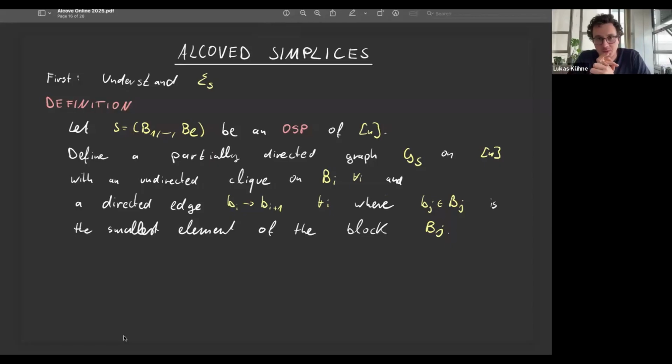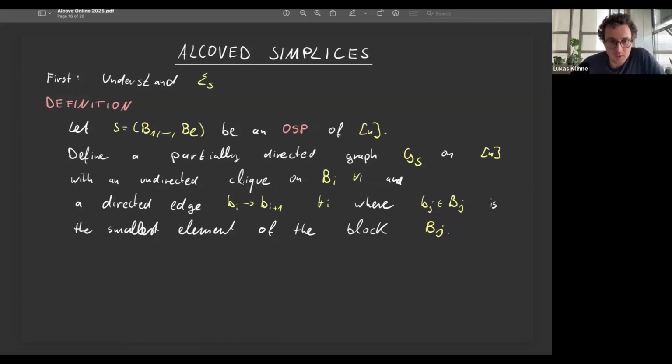And for that, I define a graph GS on the set N, which is partially directed, meaning it has undirected and directed edges. I'd like to have an undirected clique for all Bi. So for all the elements appearing within one block, I have an undirected clique, and I have a directed edge from Bi to Bi plus 1, where these are the smallest elements of the blocks.